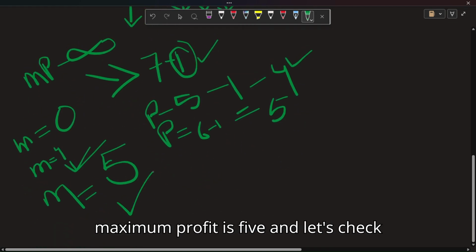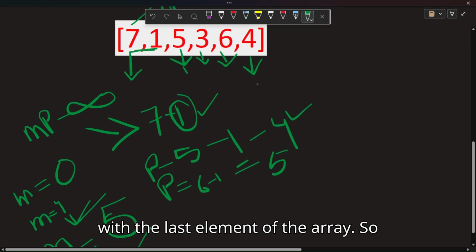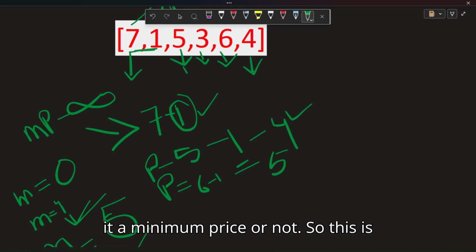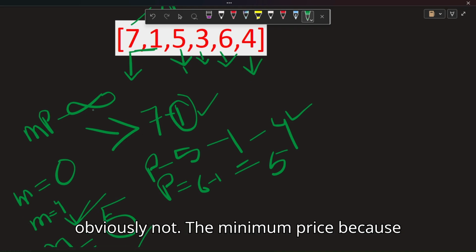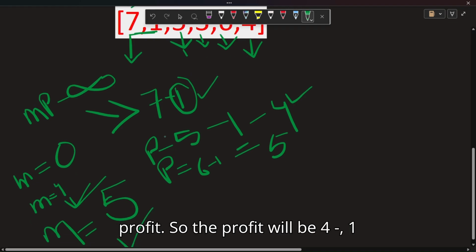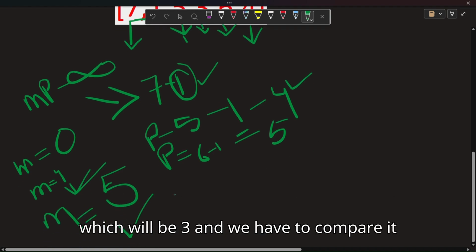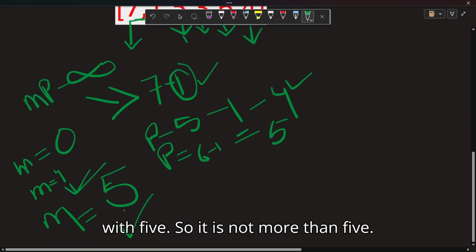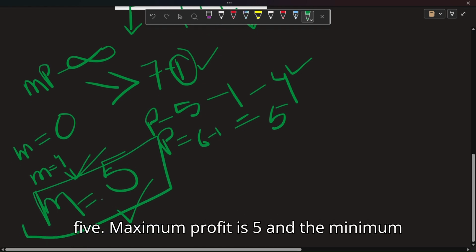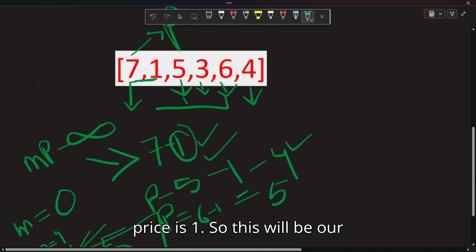So now the current maximum profit is 5, and let's check with the last element of the array. So this is 4. We have to check if it is a minimum price or not. This is obviously not the minimum price because the minimum price is 1 and it is not less than 1. So we have to calculate the profit. The profit will be 4 minus 1, which will be 3, and we have to compare it with 5. So it is not more than 5. So now the maximum profit is 5 and the minimum price is 1. So this will be our solution.